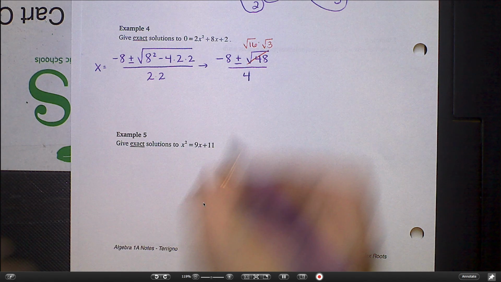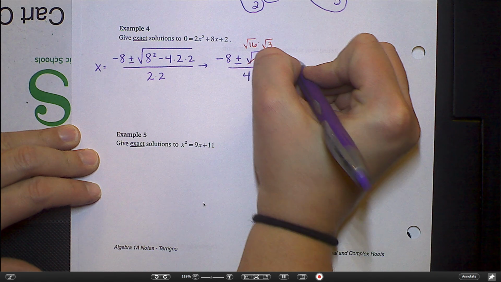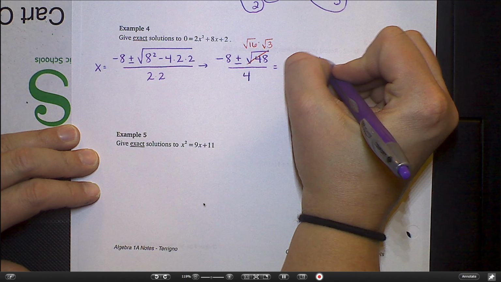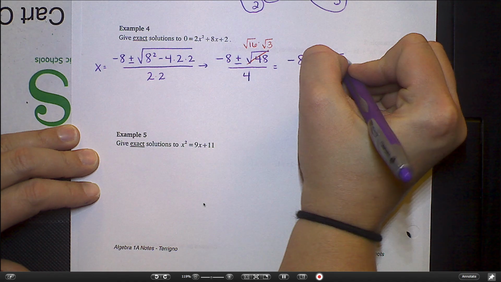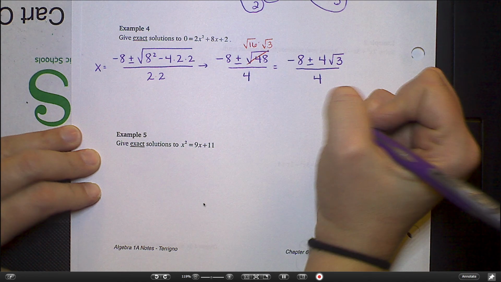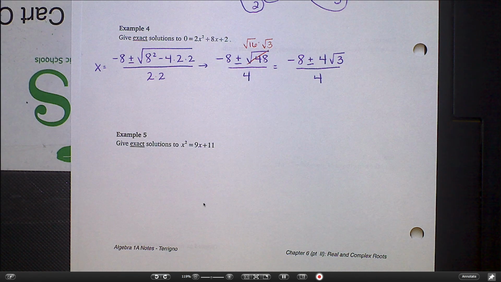Which then allows me to say this is -8 plus or minus square root of 16 is 4. And then that square root of 3 is just going to stay there. And then I have a 4 on the bottom also. Okay with what I did there? That was just like what we were doing a second ago, but it was inside the quadratic formula.